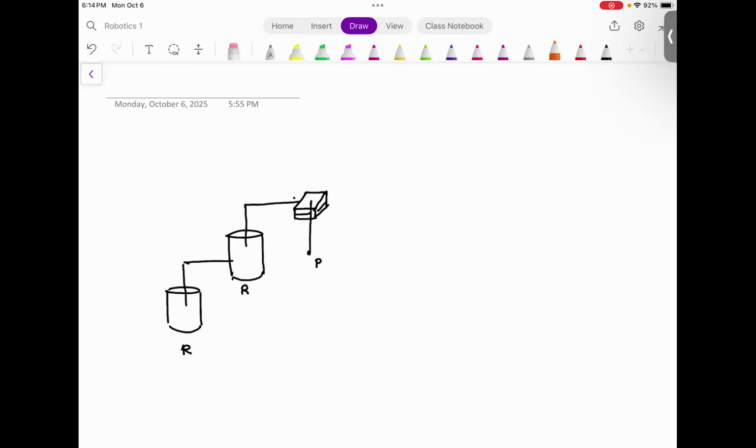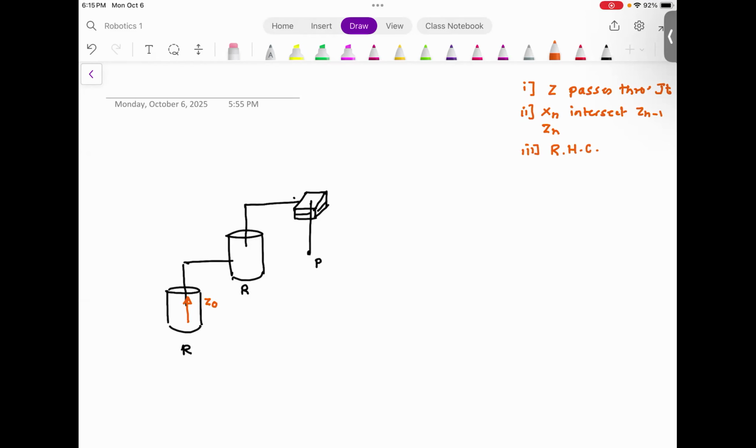Now, I'm going to start with the coordinate system, Z0. So tell me the rules. What is rule number 1? Z n goes through joint n. Second, X n intersects Z n minus 1. It goes without saying that X n is perpendicular to Z n. The last, right-hand coordinate system.